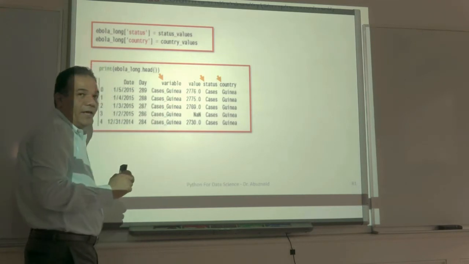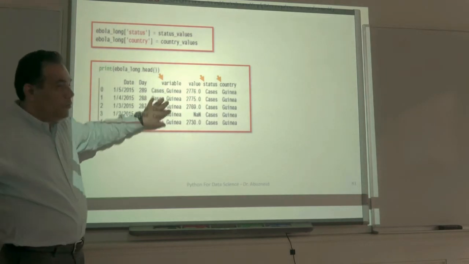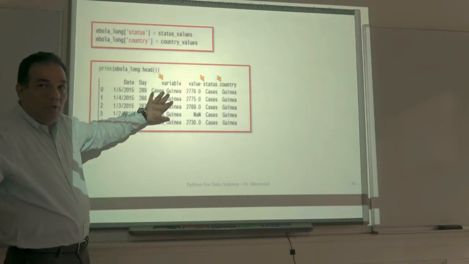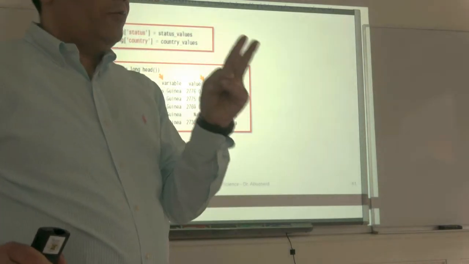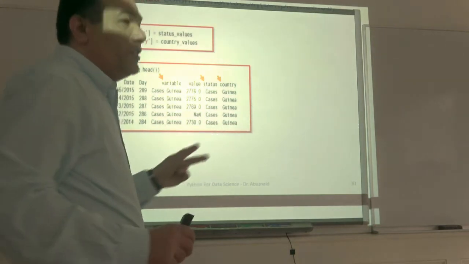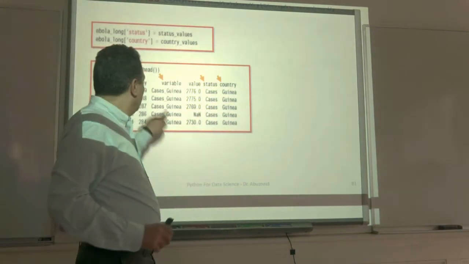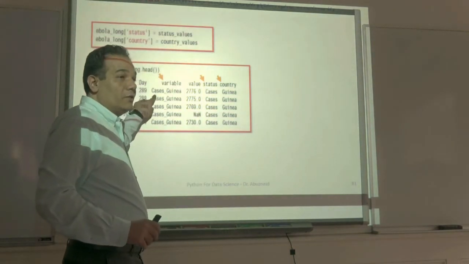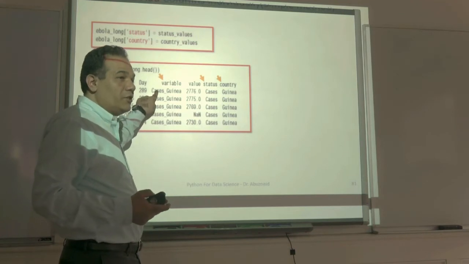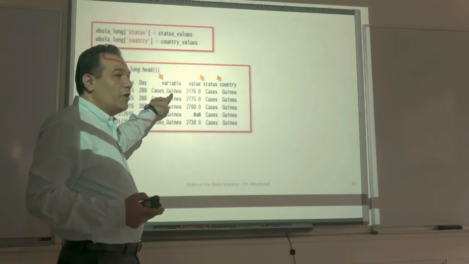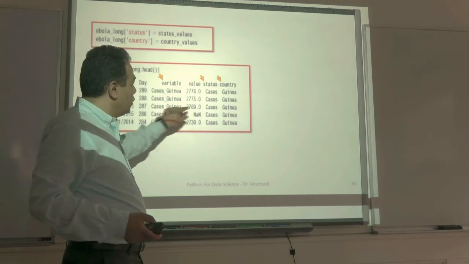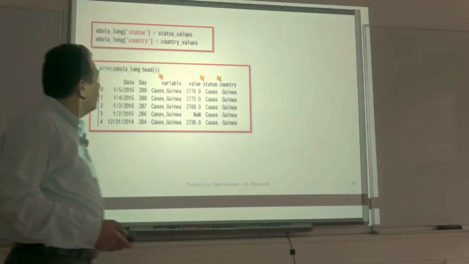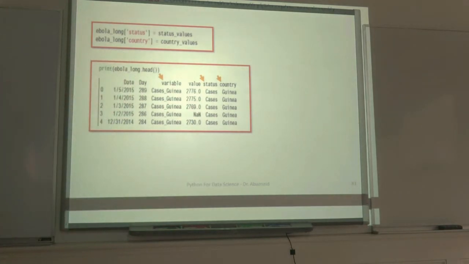Again, what's the problem at hand? The variable column holds two variables in one column. What is the first variable? Cases, which could be two values, either cases or deaths. And the second one is the country name. So I have to divide this into columns. All right, divide that into columns.